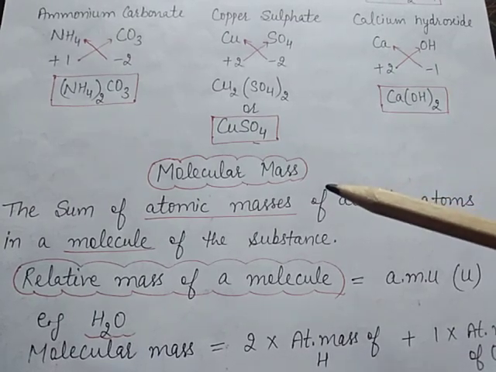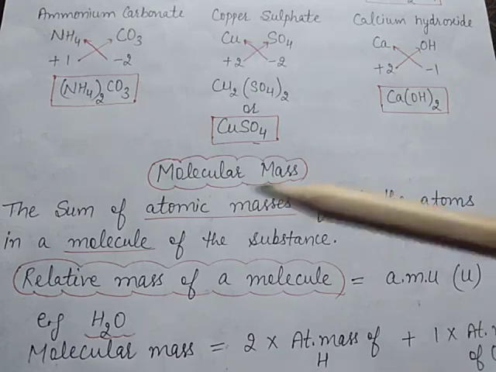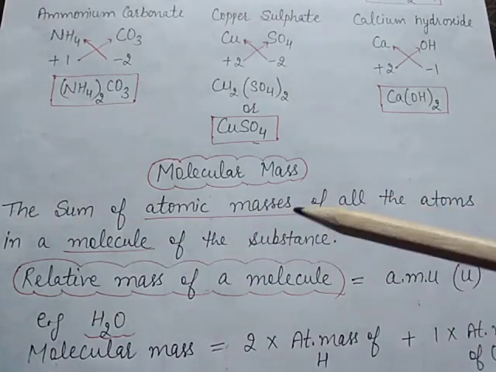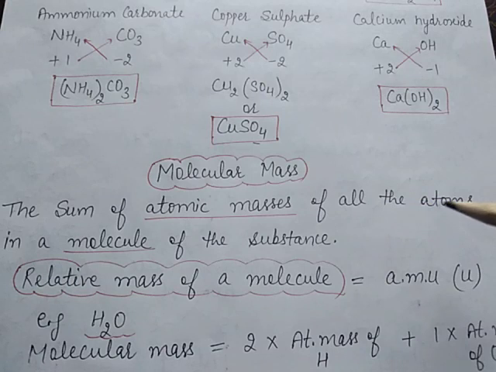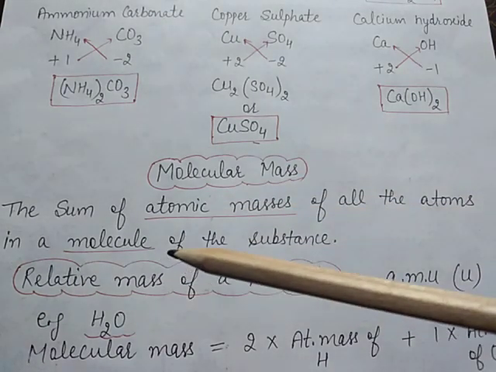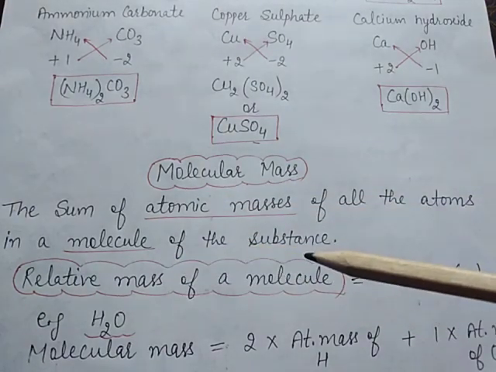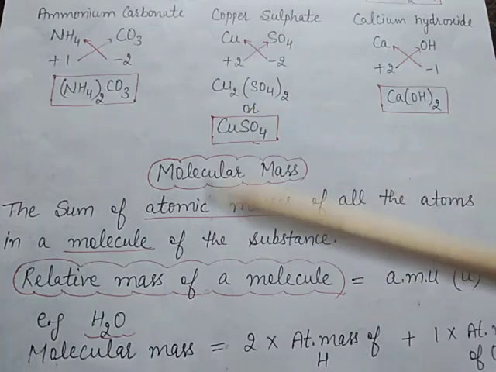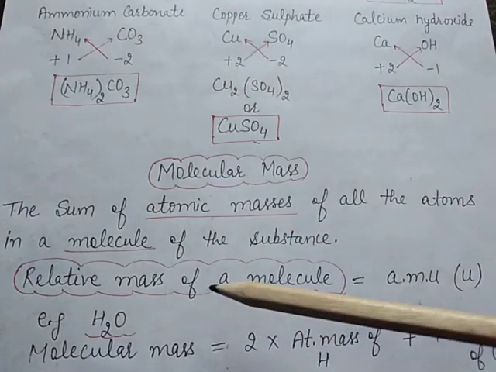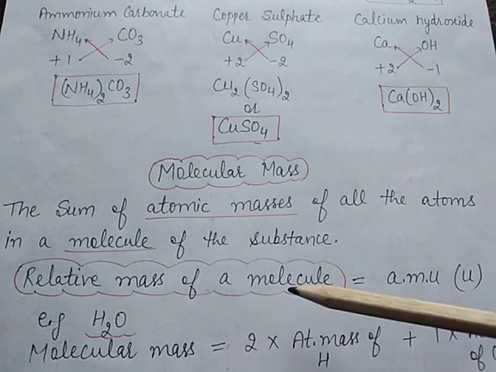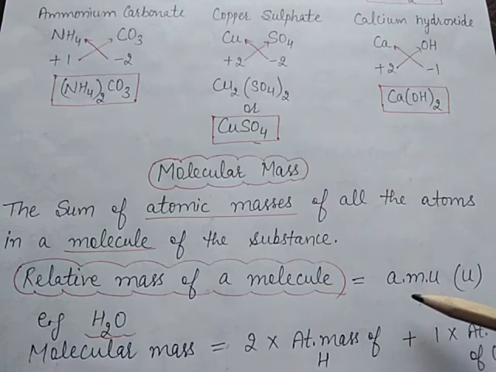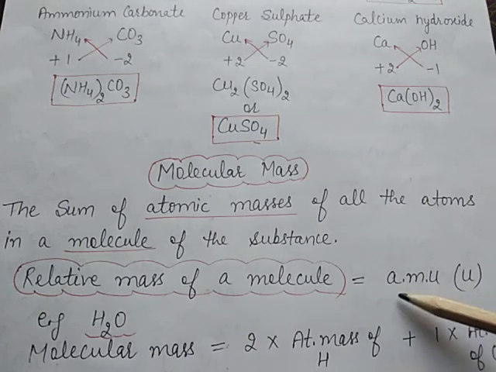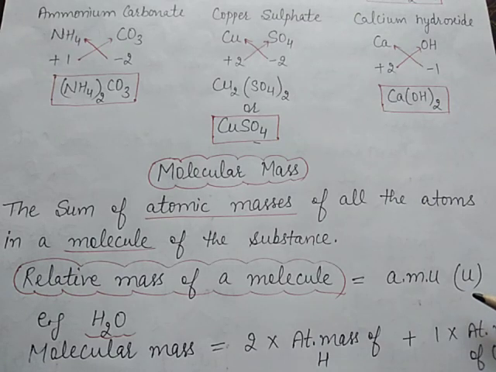The molecular mass of a substance is the sum of atomic masses of all the atoms in a molecule of the substance. It is the relative mass of a molecule, which is shown in terms of atomic mass unit. This is denoted by u. u means unified mass.